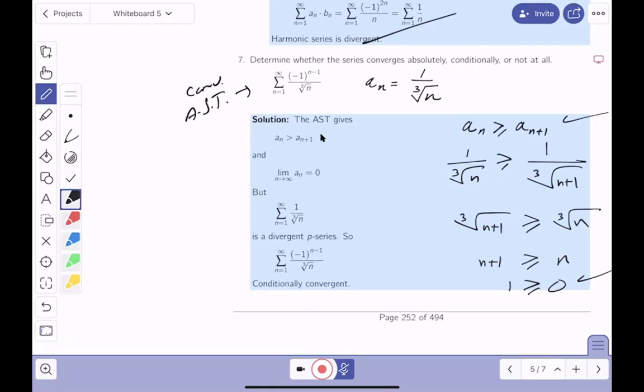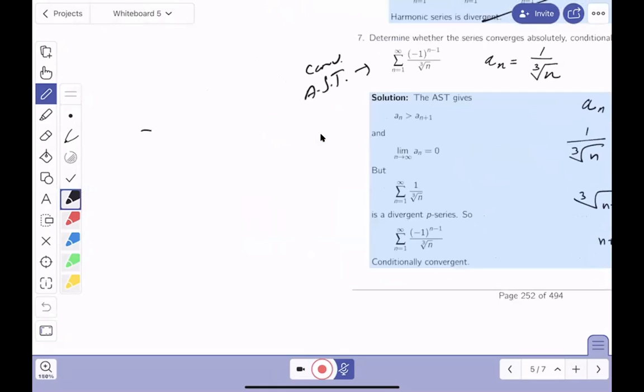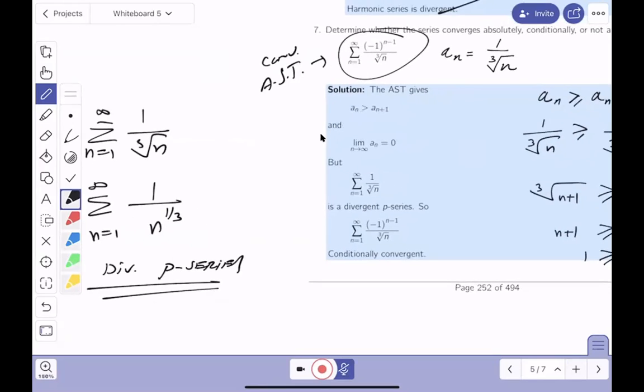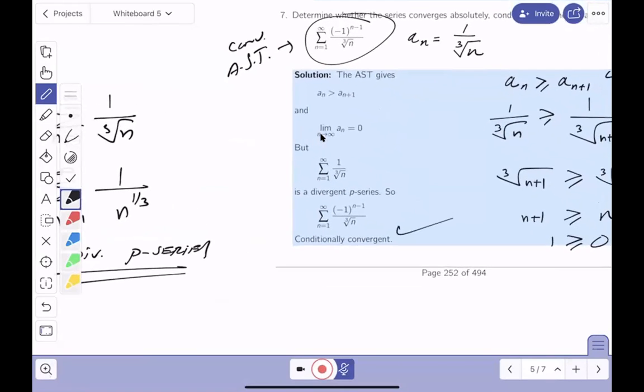That's what we use. Now, let's see if it absolutely converges. Who knows? Let's see what happens. What do you do? N equals 1 to infinity, that would be 1 over the cube root of N. Let me write it a little bit differently. Well, that's a P series. It's a divergent P series. I'm sorry, I meant to say P series. It's a divergent P series. So this is conditionally convergent. All right, and we do what we're supposed to do, conditionally convergent. Okay, let's keep going.